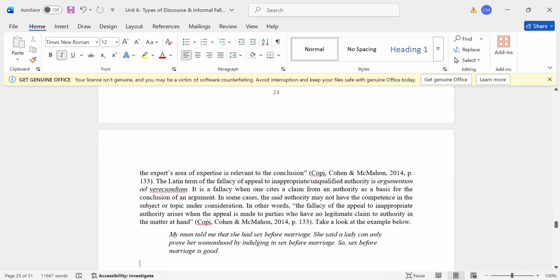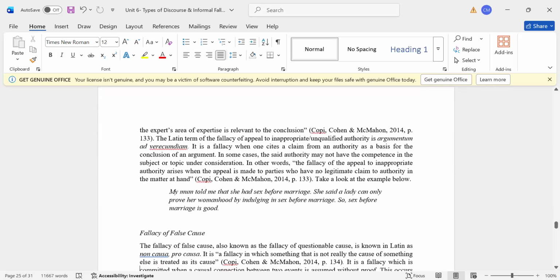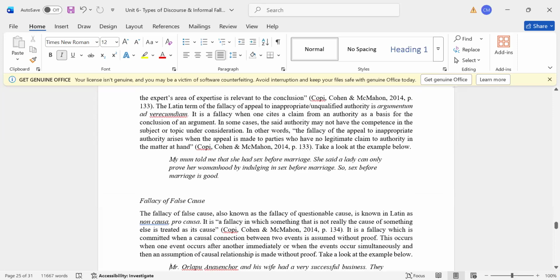Sometimes your boss or your mother will tell you something. It doesn't mean it is the truth. But if you go on to make arguments or to engage in certain acts based on that, you commit a fallacy of appeal to authority. Fallacy of false cause.